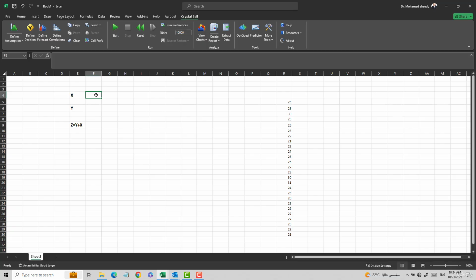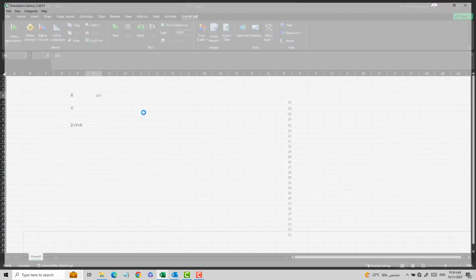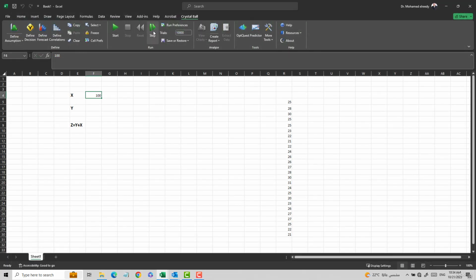Assume x will be 100, whatever, and assume the assumption will be, for example... it makes a reset for the previous one. What happened here? If we make a run and even close the Excel sheet, you should guarantee that every run done before for any other example is closed, and you make a reset to make a new example. So we need to take care about it. It's very good that it happened now.